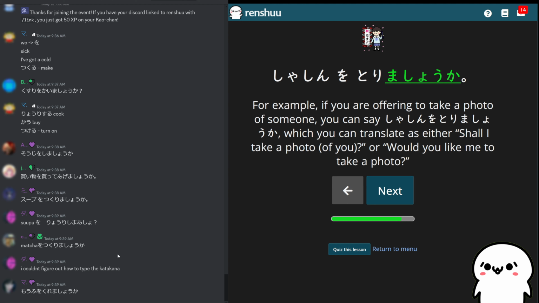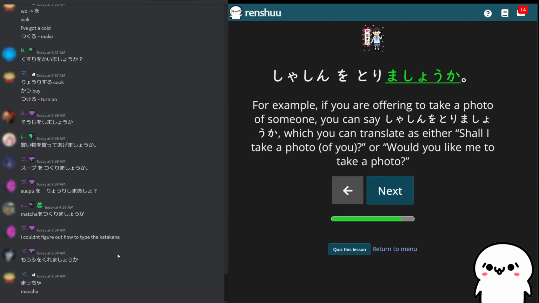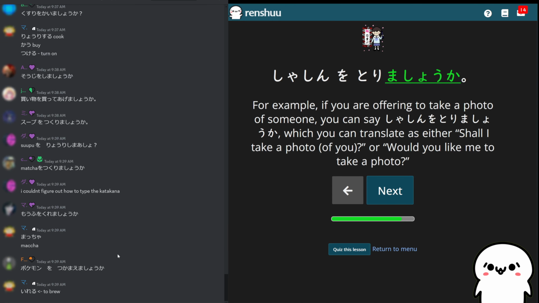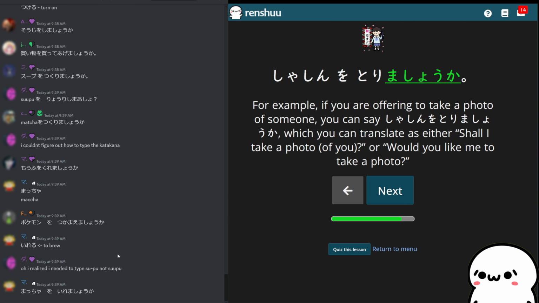Matcha is an interesting thing for two reasons. When you write matcha, if you type it, you would type it like this with two C's. It's not matcha, it's matcha. And then when you're brewing something, like you're brewing tea or coffee, you use this verb. Now it means other things, but in this case, it's to brew. So you might say something like this: Matcha iremashou ka?